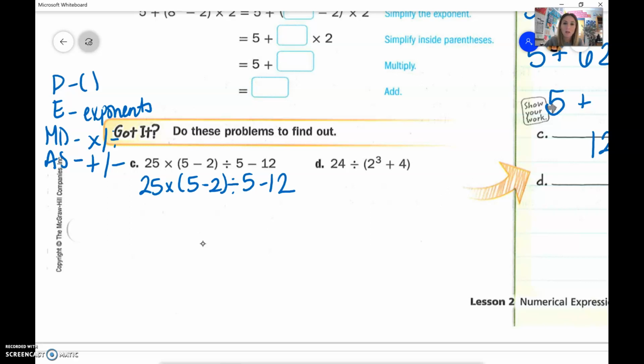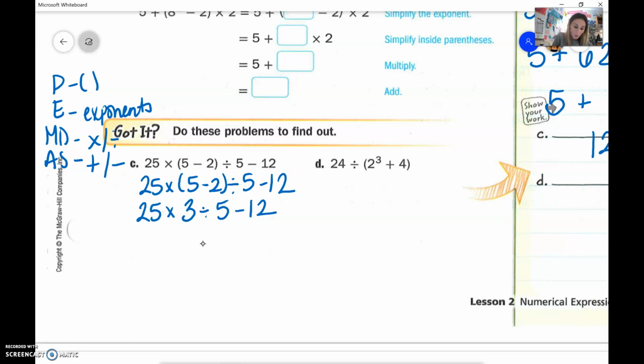We're first going to do what is in the parentheses. Okay, P parentheses. So 5 minus 2 is 3. That's easy. So 25 times, we did the parentheses, divided by 5 minus 12. I brought everything down. Notice it's already getting smaller. So P parentheses, E exponents. Anything done with exponents? Nope. Multiplication and division from left to right. So I have to work left to right.